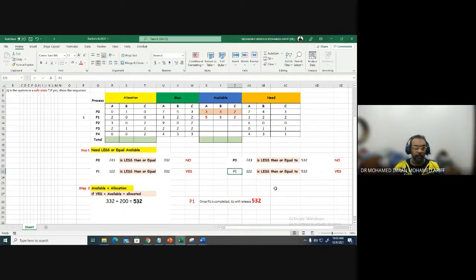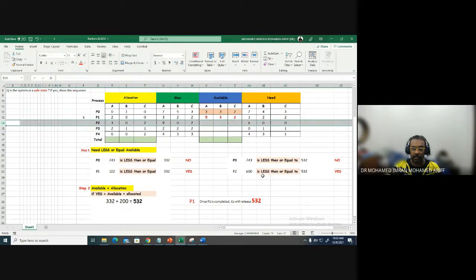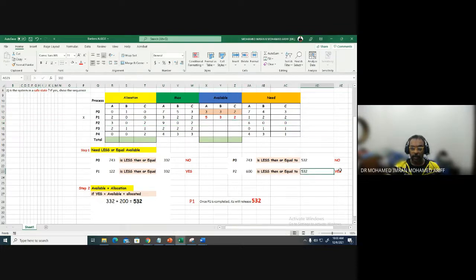So we try for P2. P2 needs 600. P2 needs 600. Is it less or equal to 532? No. It's more. Tak boleh juga. Okay, tak boleh. So now let's look at P3.